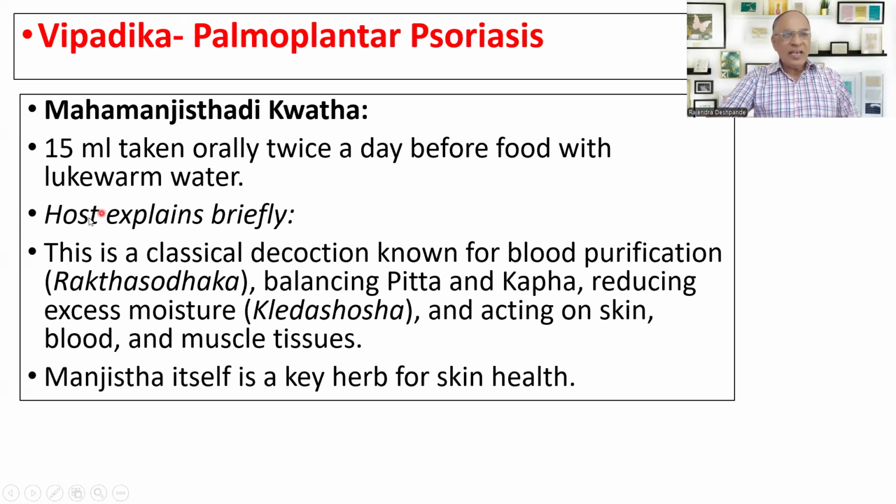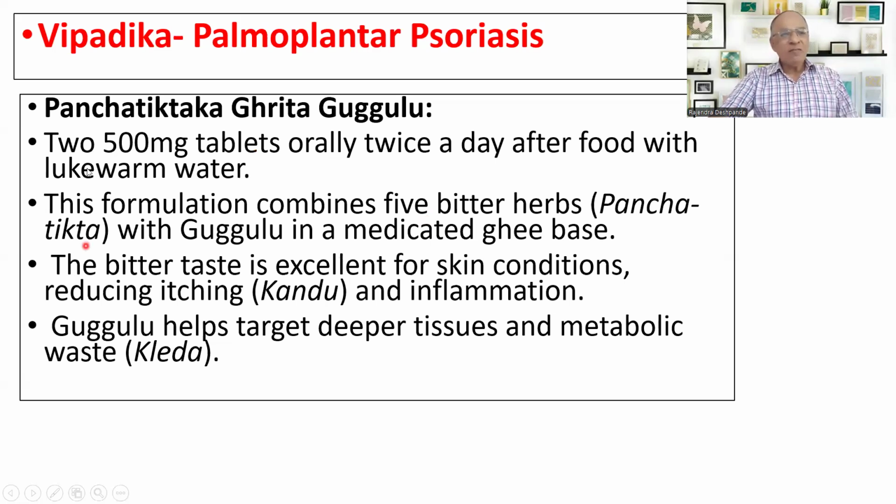That means we can explain that this is a classical decoction known for blood purification, that is Rakta Shodhana, balancing Pitta and Kapha, reducing the excess moisture, that is Kleda Shodhana, and acting on the skin, blood, and muscle tissues. Manjishtha plant is itself a key herb for skin health. Next medicine was Panchatiktaka Ghrita Guggulu, 500 milligram tablets orally twice a day after food with lukewarm water.